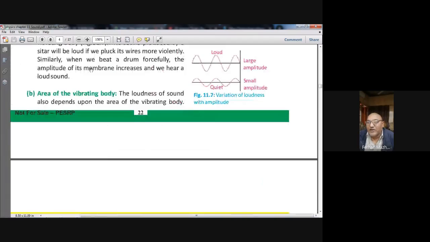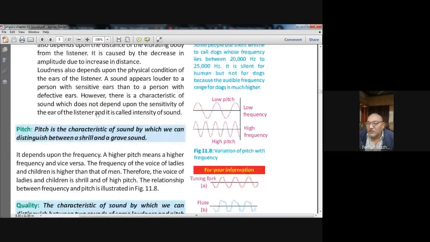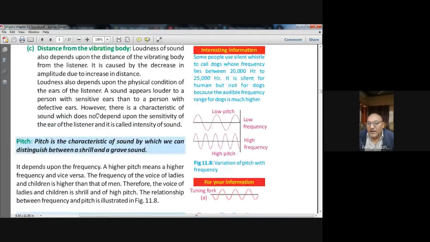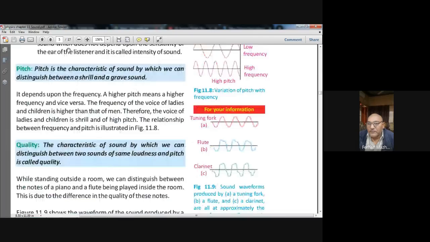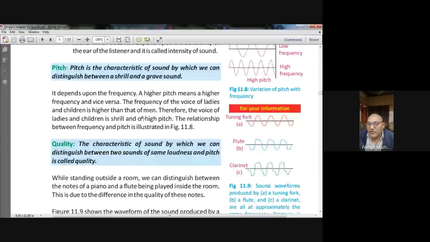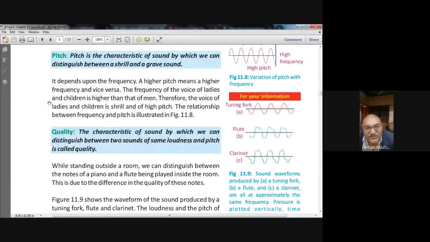Okay, so let's move to another characteristic, a very important characteristic, and from the exam point of view it is also very important. So here we go. The first characteristic of sound which we have studied is the loudness. The second characteristic we are studying today is the pitch. P-I-T-C-H. Pitch.